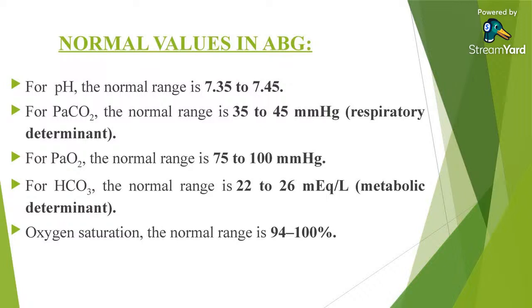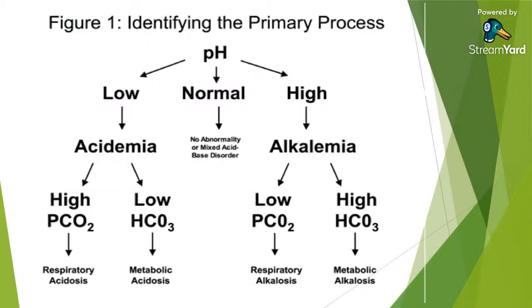Here are some normal values in ABG. For pH, the normal range is 7.35 to 7.45. For partial pressure of carbon dioxide, the normal range is 35 to 45 mm of Hg. For partial pressure of oxygen, the normal range is 75 to 100 mm of Hg. For bicarbonate, the normal range is 22 to 26 milliequivalents per liter. For oxygen saturation, the normal range is 94 to 100%.